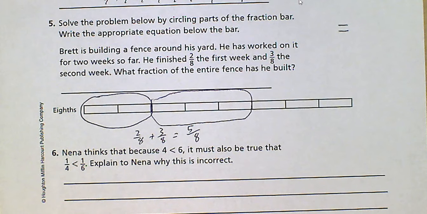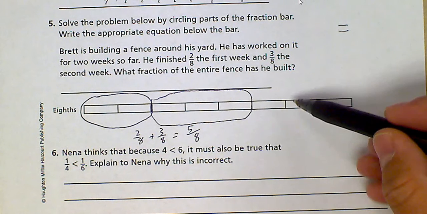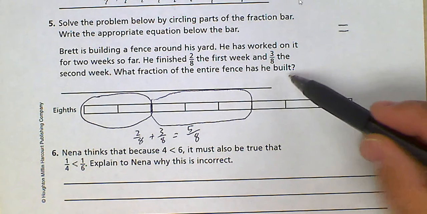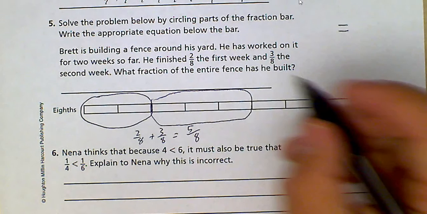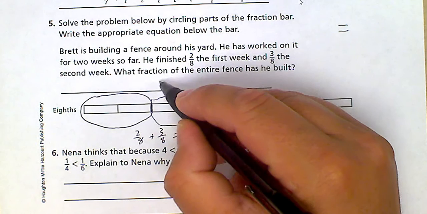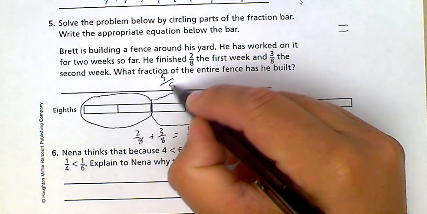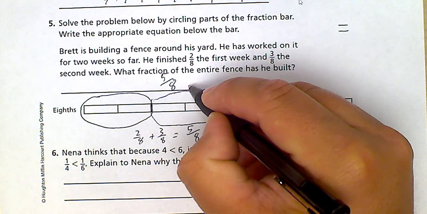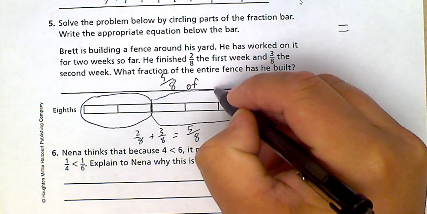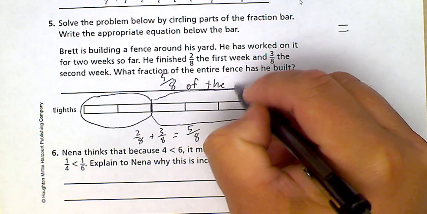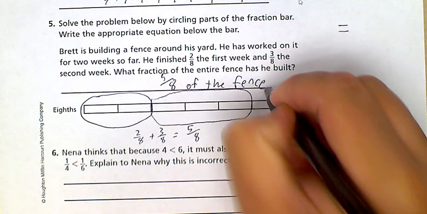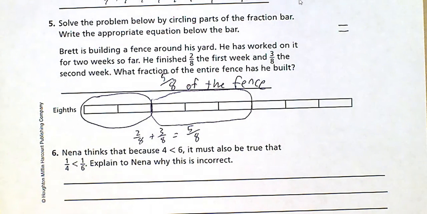We should write our answer on the blank. Always write your final answer on the blank. So what was the total that he built? 5/8. 5/8, right? So up here we'll say 5/8. And I always label it 5/8 of the fence, right? Because we always want to label everything properly. Right?